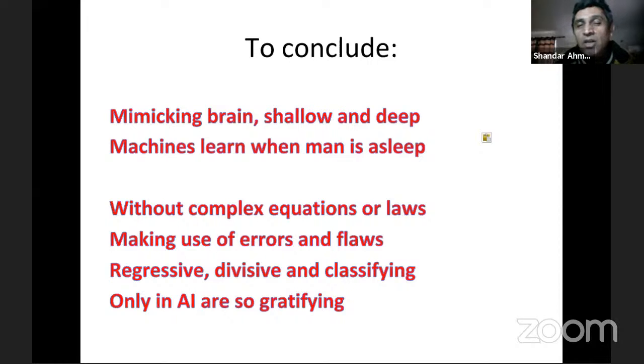Finally, to conclude, I describe it again in a few lines. Mimicking brain, shallow and deep, machines learn while man is asleep. Without complex equations or laws, making use of errors and flaws, because you need to have error and you train the model with backpropagation with the help of errors that come in the output of a neural model. So, making use of errors and flaws, regressive, divisive, and classifying, they're all machine learning terms. Recursive, divisive, and classifying, only in AI are so gratifying.